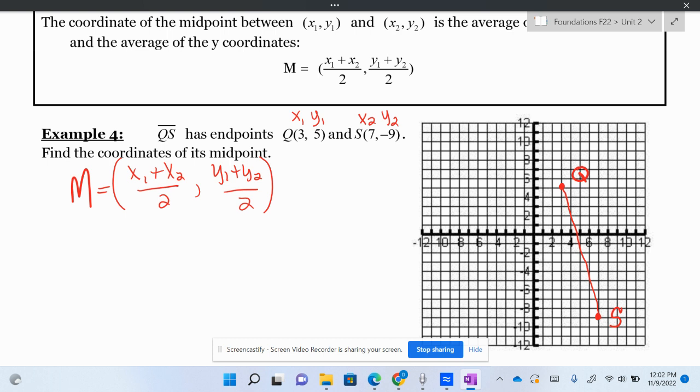So we're going to take the X coordinates from both ordered pairs and add them together. So we identify the midpoint as capital M. So X1 is 3 plus X2 is 7 over 2.